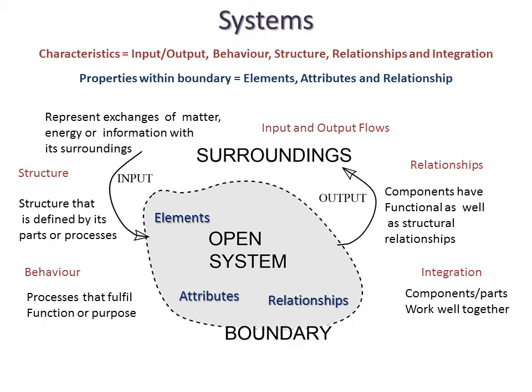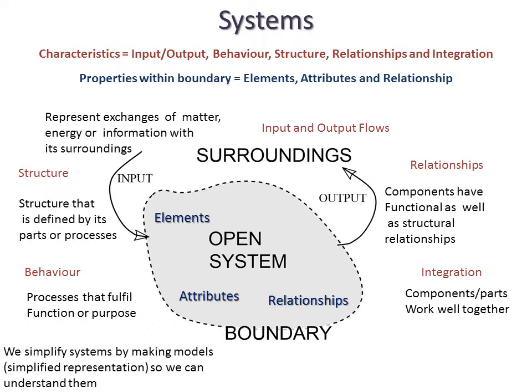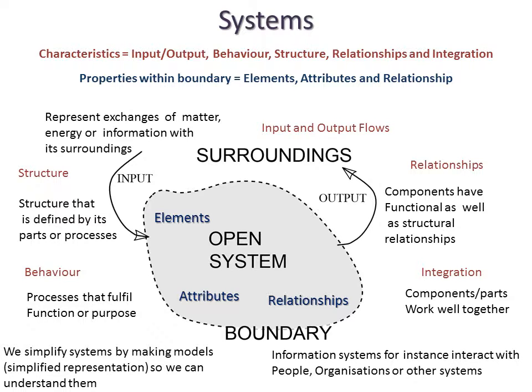By integration, we mean that the parts and processes are really connected by structural, or it could also be behavioural, relationships. And the structure and behaviour can be decomposed via subsystems and sub-processes to elementary parts and process steps. We actually simplify systems by making models. They're really simplified representations, so we can actually understand them, otherwise it'd be too complex. For instance, information systems interact with people, organisations and other systems.